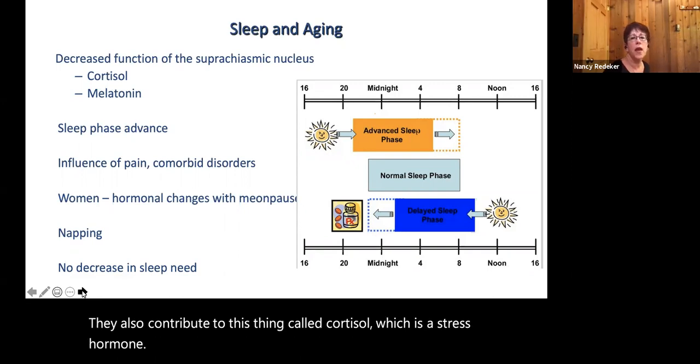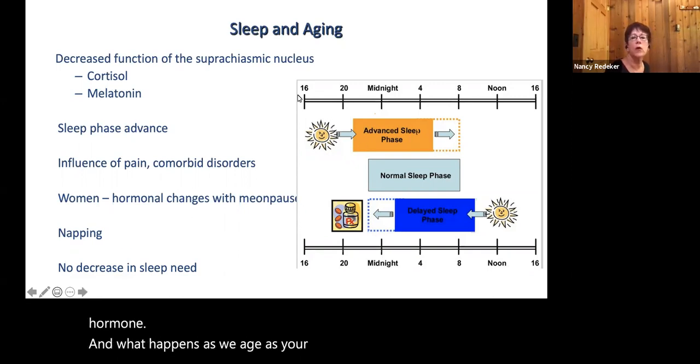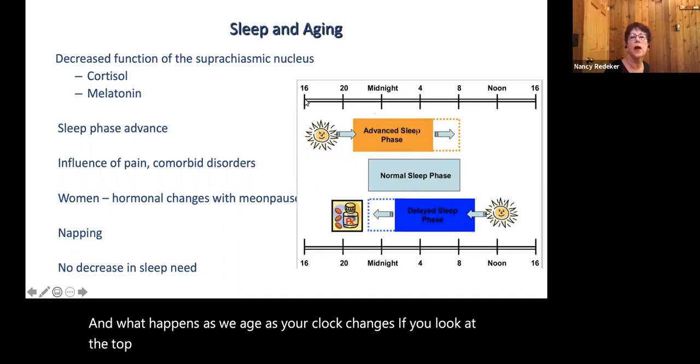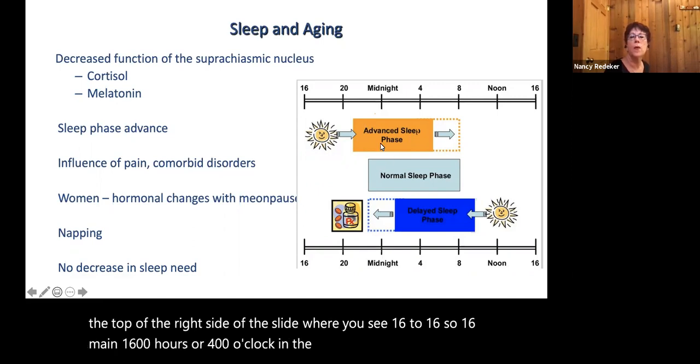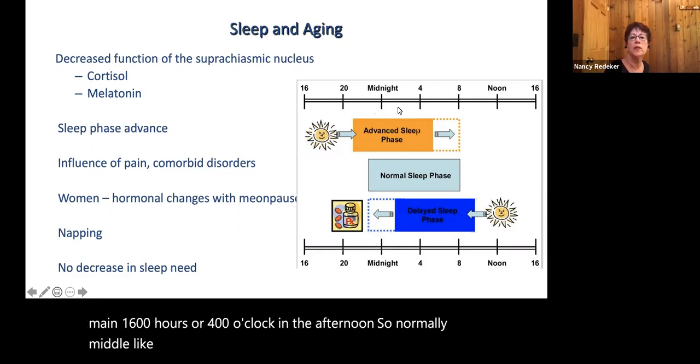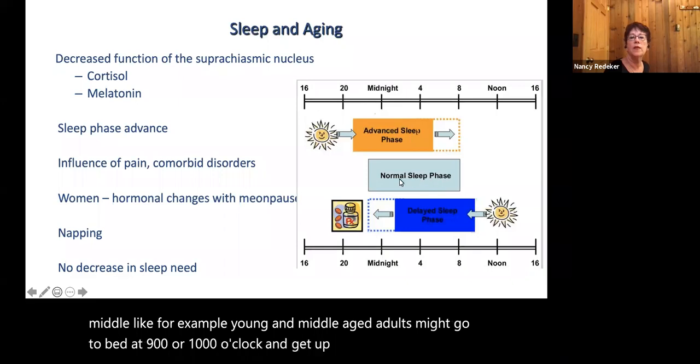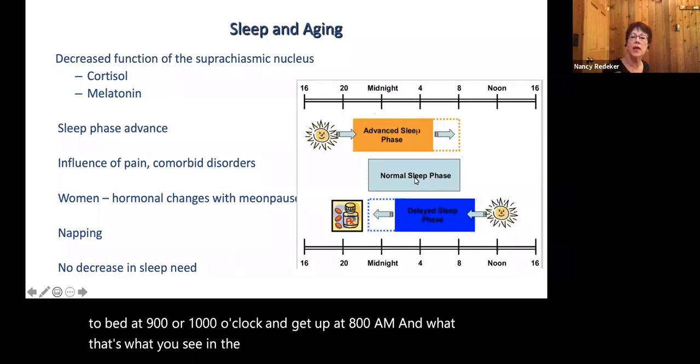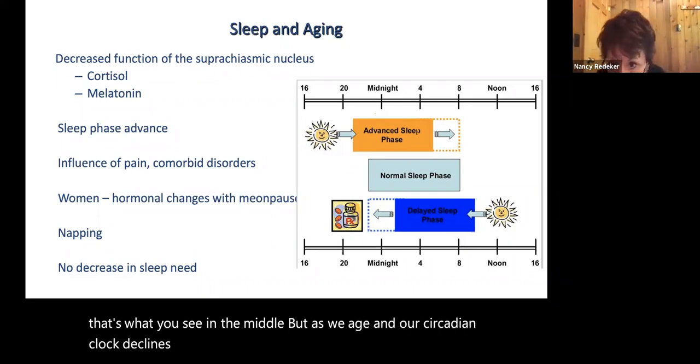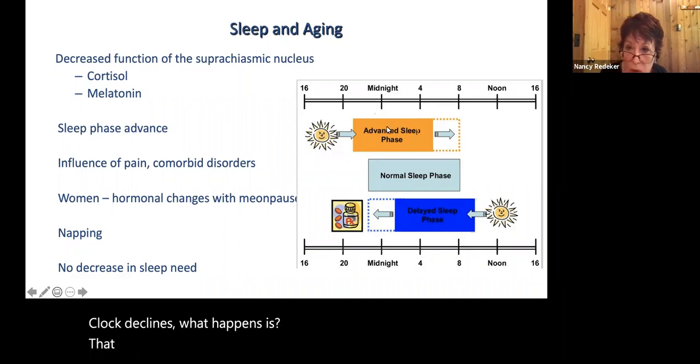And what happens as we age, as your clock changes, if you look at the top of the right side of the slide where you see 16 to 16. So 16 means 1600 hours or 4 o'clock in the afternoon. So normally, for example, young and middle-aged adults might go to bed at 9 or 10 o'clock and get up at 8 a.m. and that's what you see in the middle. But as we age and our circadian clock declines, what happens is that our phase goes early. It goes earlier in the day.